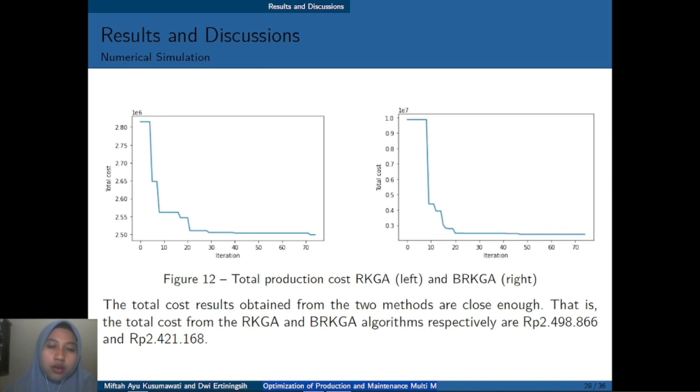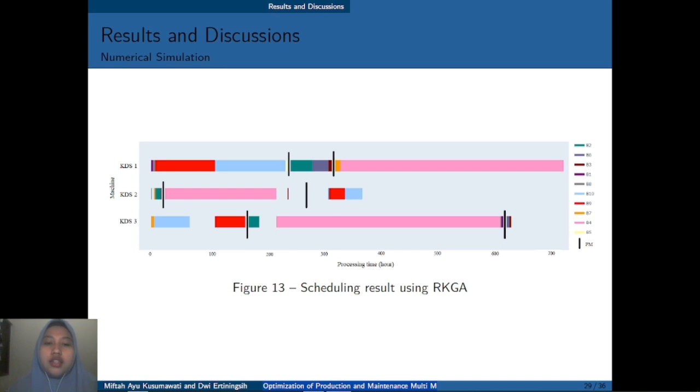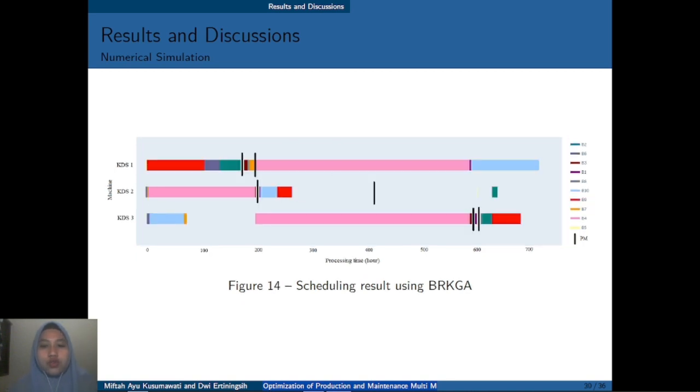Okay, this is the graph for the total production cost using random key genetic algorithm on the left side and using biased random key genetic algorithm on the right side. We can see the total cost results obtained from the two methods are close enough. And this is the scheduling result using random key genetic algorithm. Each color denotes each batch, and the black line denotes the opportunistic maintenance scheduling.